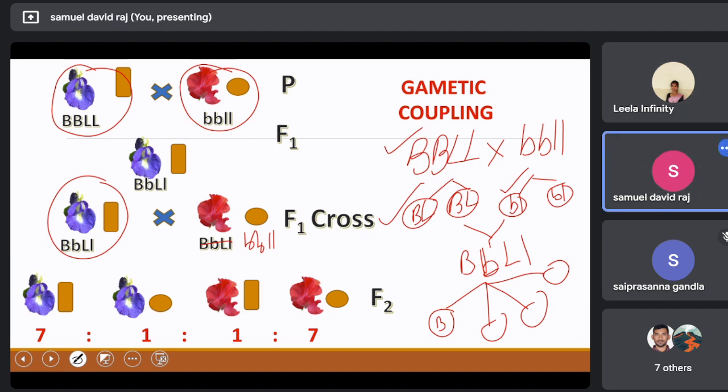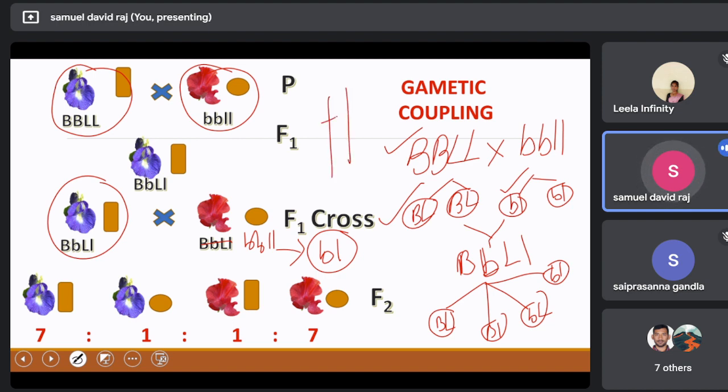Capital B, capital L; capital B, small l; small b, capital L; and small b, small l. Very good. Excellent. Now the double recessive parent: from this double recessive parent, only one type of gamete, small b, small l. So somebody said capital B and small b.